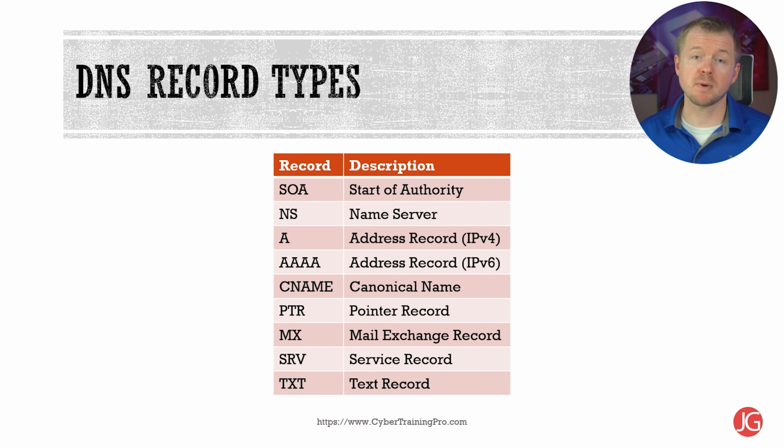MX, or mail exchange records, are used by SMTP servers to determine where to send mail. These records hold a fully qualified domain name of the server that handles email for the domain. SRV, or service records, specify the location of services. These records look a little different than the rest of the records, but the key point for your exam is that they'll reference other services like Kerberos, LDAP, SIP, and many more. TXT or text records are a free-form type of record that can be used for just about anything.